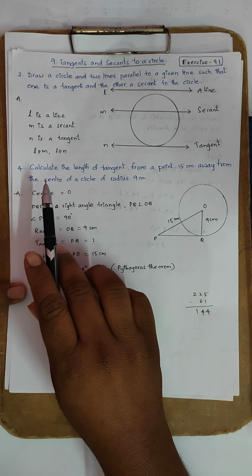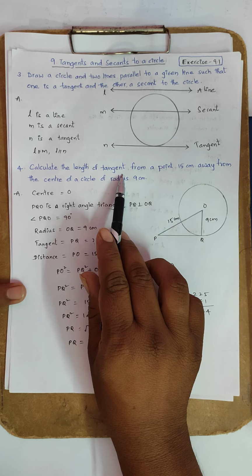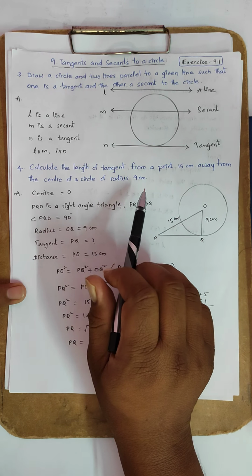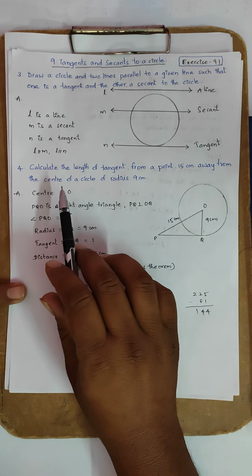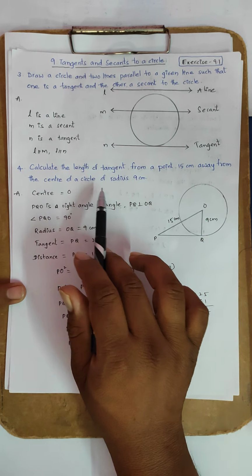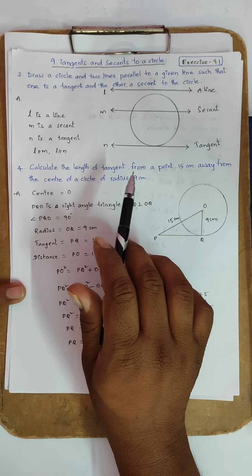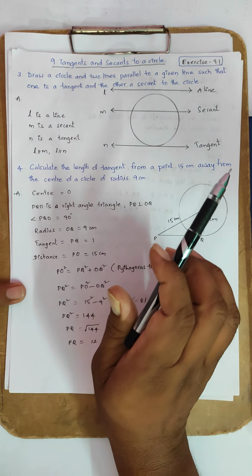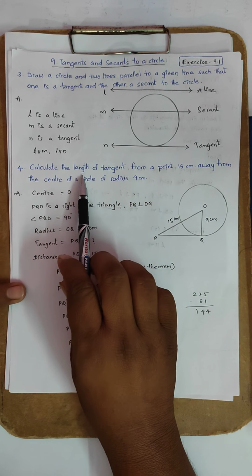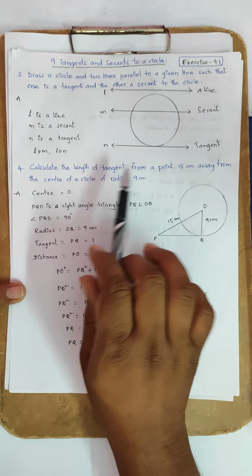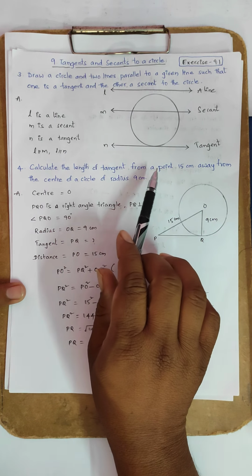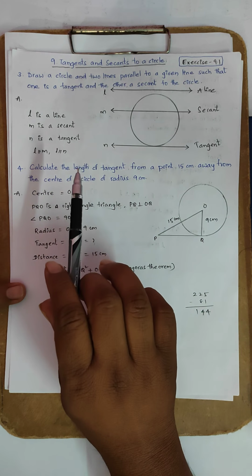Now fourth problem. Calculate the length of tangent from a point 15 centimeter away from the center of a circle of radius 9 centimeter. This is the problem in mathematical language. Whatever the problem, first find the numbers and conditions. Finally the question. 15, 9. What are the conditions given? Length of tangent, away, center. What is the question? Calculate the length of the tangent from a point 15 centimeter away. Calculate. That is the question.